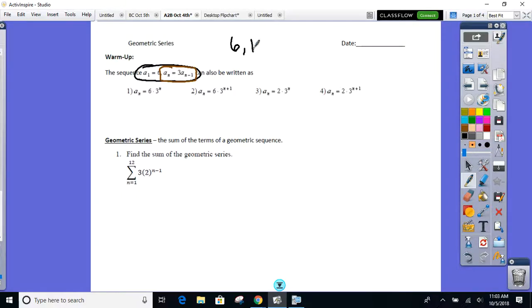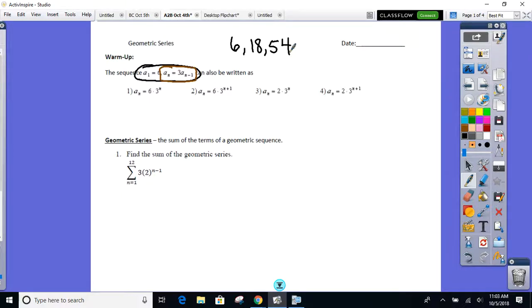18, 3 times 6. Next term will be 54. I keep multiplying by 3. What type of sequence is this? Arithmetic or geometric? Geometric. Why geometric? Explain to the people who weren't here yesterday. You multiply by the same number, correct.